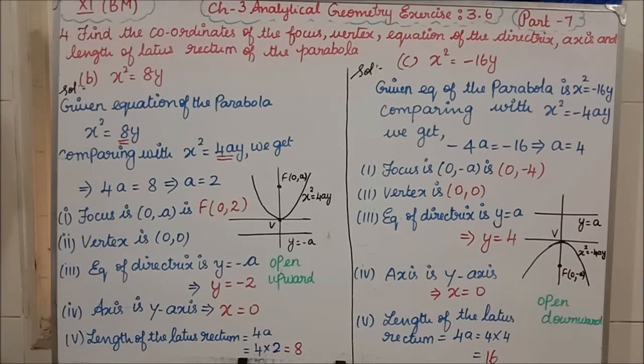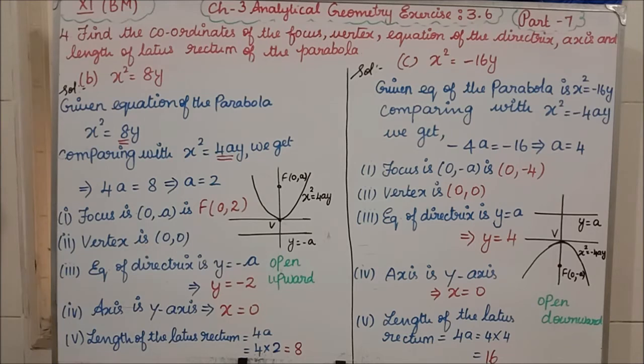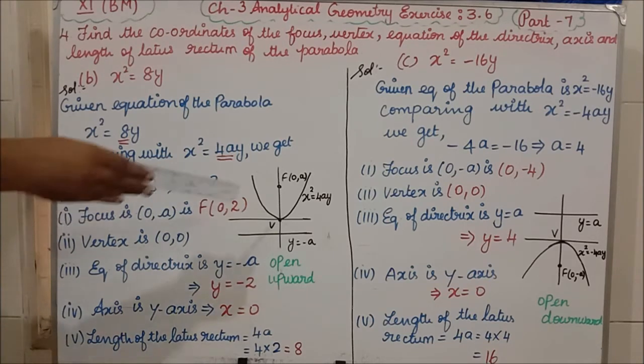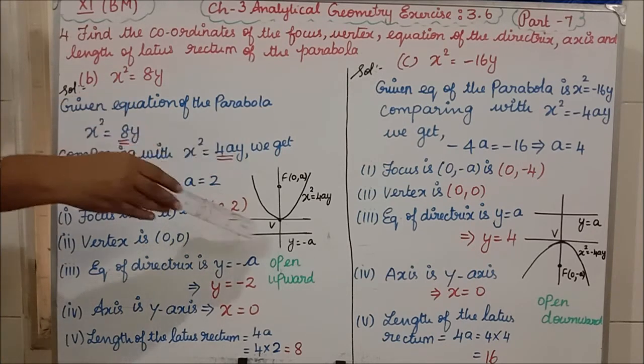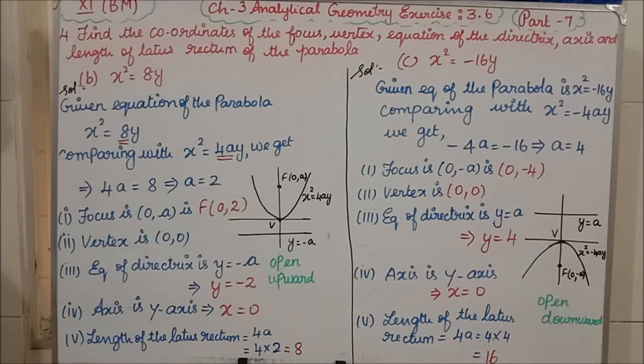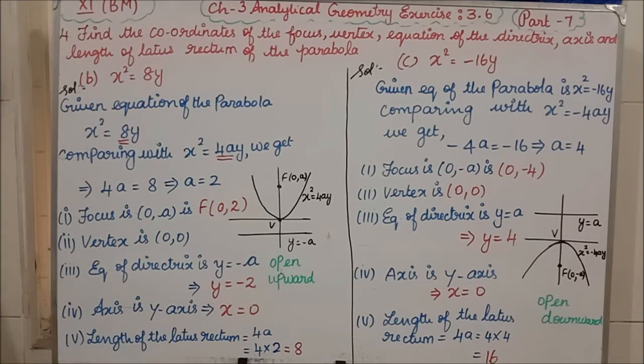Okay, you can write this also as y plus 2 equal to 0, bringing it to this side. Equation format also we can write there. Okay, next, the fourth subdivision is axis. Now see this parabola, which axis is it? It is the y-axis. So when it is the y-axis, the x will be what? 0. So axis is y-axis, so x equal to 0.